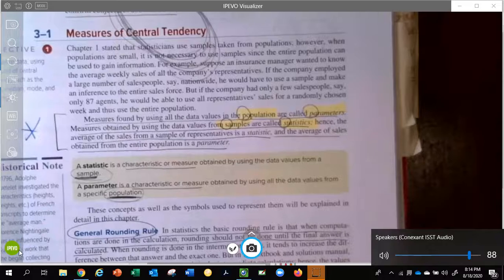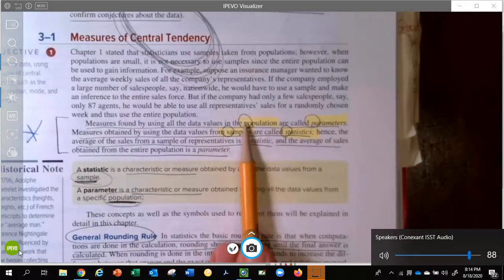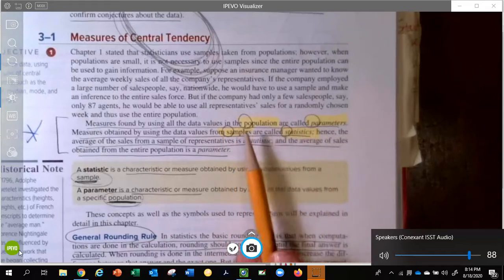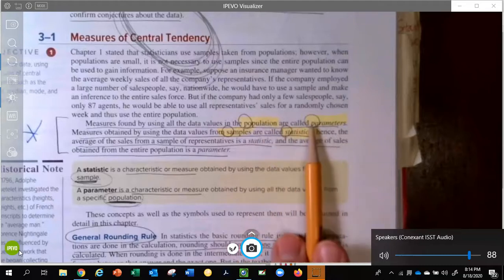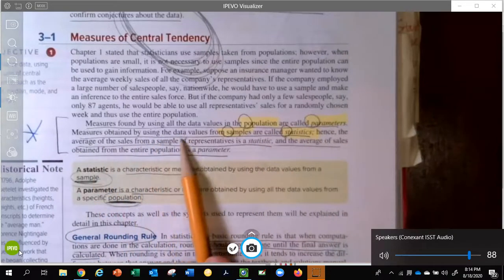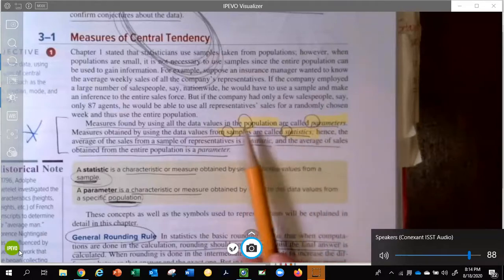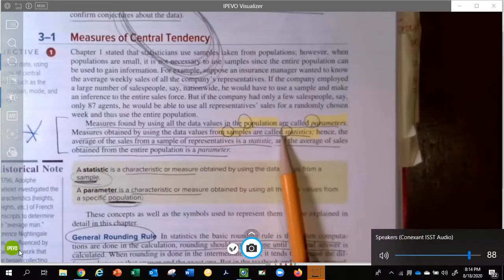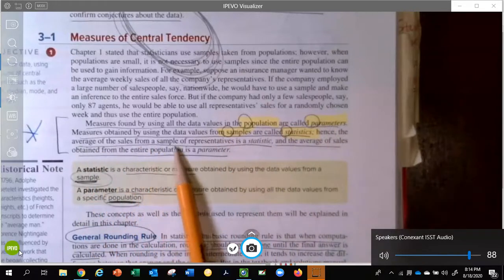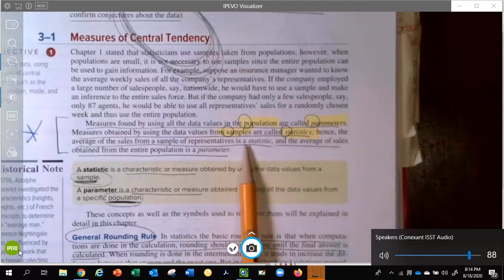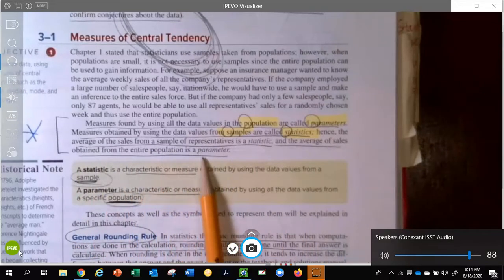Moving on down this page where it says measures. Measures found by using all the data values in the, and notice I circled the first letter of each of these words. If we're talking about a population, it's going to be called a parameter. And I remember because they start with the same letter. Measures obtained by using the data values from samples are called statistics. So population, we'll call them parameters. Samples, we call them statistics. You do need to know these 4 words. Hence, the average of the sales from a sample of representatives is a statistic, and the average sales obtained from an entire population is called a parameter.